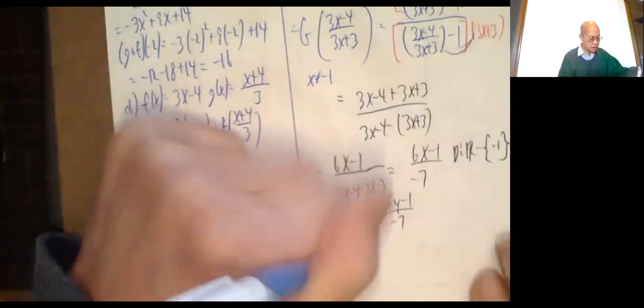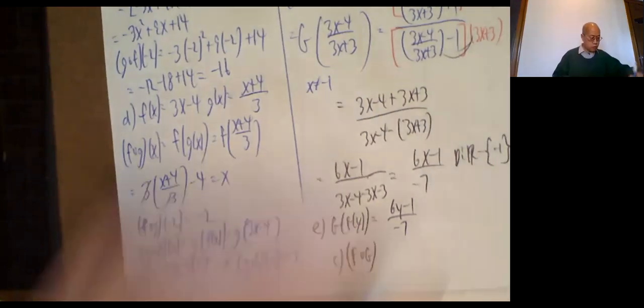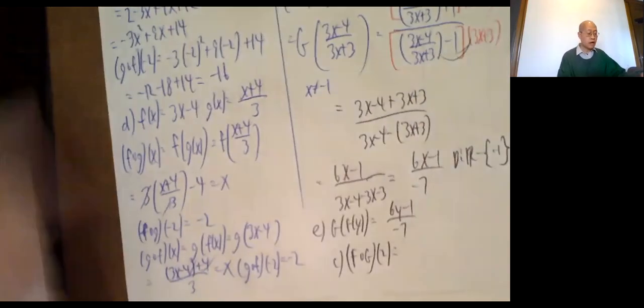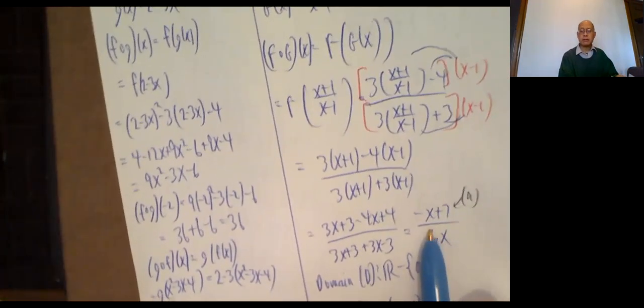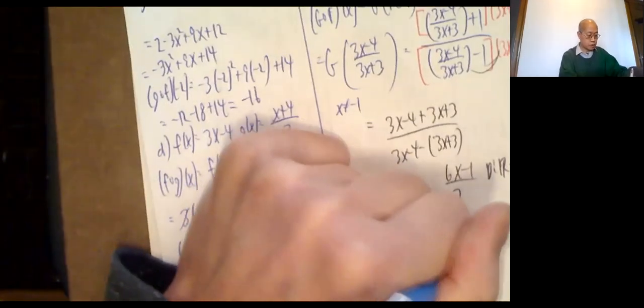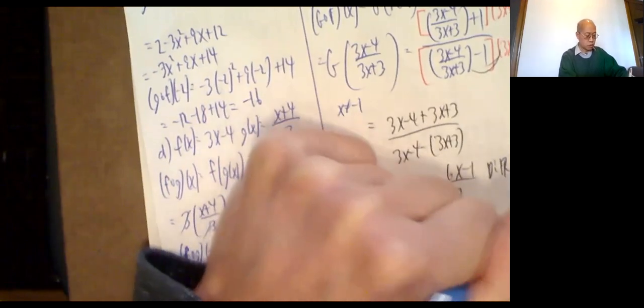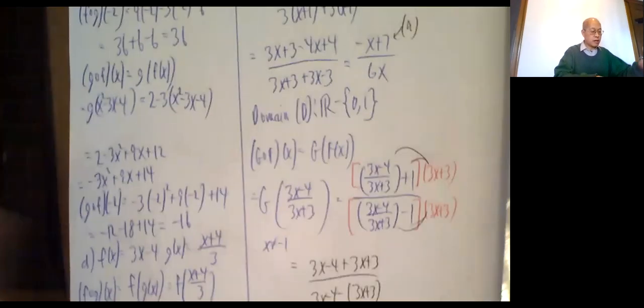C is f circle g of 2. So f circle g was right over here. I just plug in 2 here and here. So negative 2 plus 7 over 6 times 2. 5 over 12. That's all. Okay, so I think that's all I wanted to show you for that. I think you got the idea for that one.